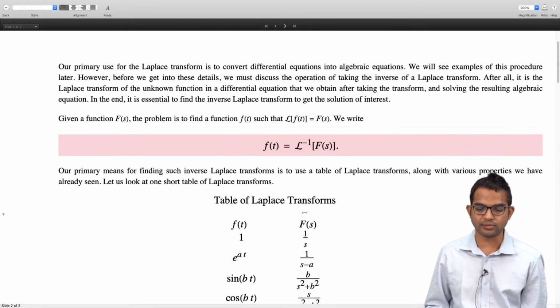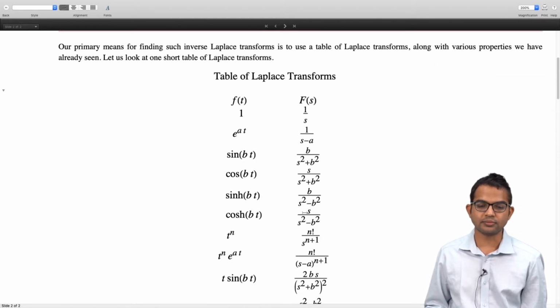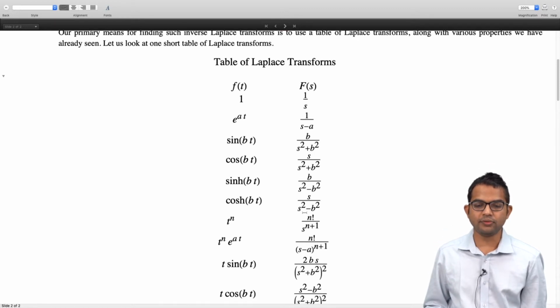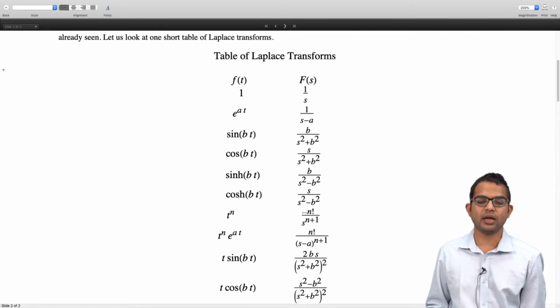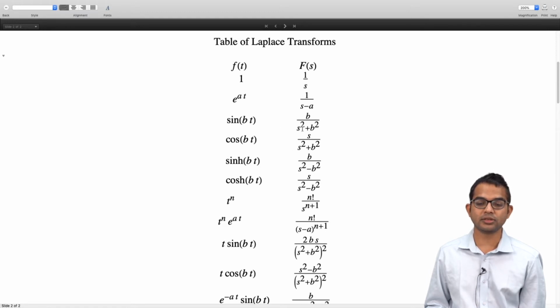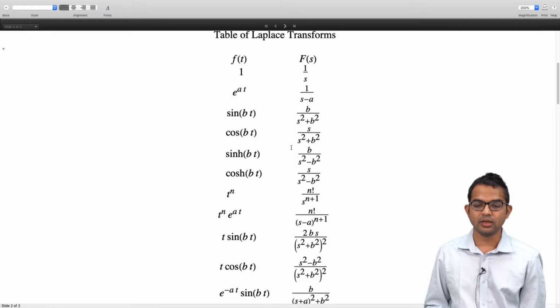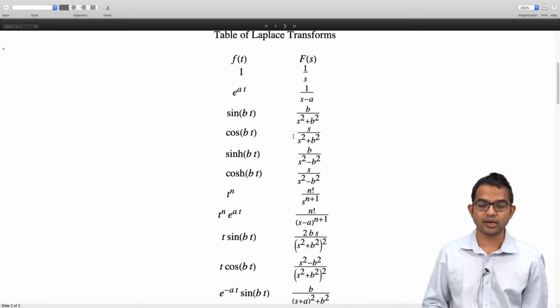So let's look at this table of Laplace transforms which I have collected here. So f of t, if it is 1, we know that it is just 1 over s, and e to the at, we have seen it's like a translation in the Laplace domain. So it's 1 over s minus a. Sine of bt, we have seen, is b over s squared plus b squared, and cosine of bt is s over s squared plus b squared. Likewise, we can also evaluate the hyperbolic sine and hyperbolic cosine, right? So you see that it looks somewhat similar, except that some sign involving the b squared part will change.